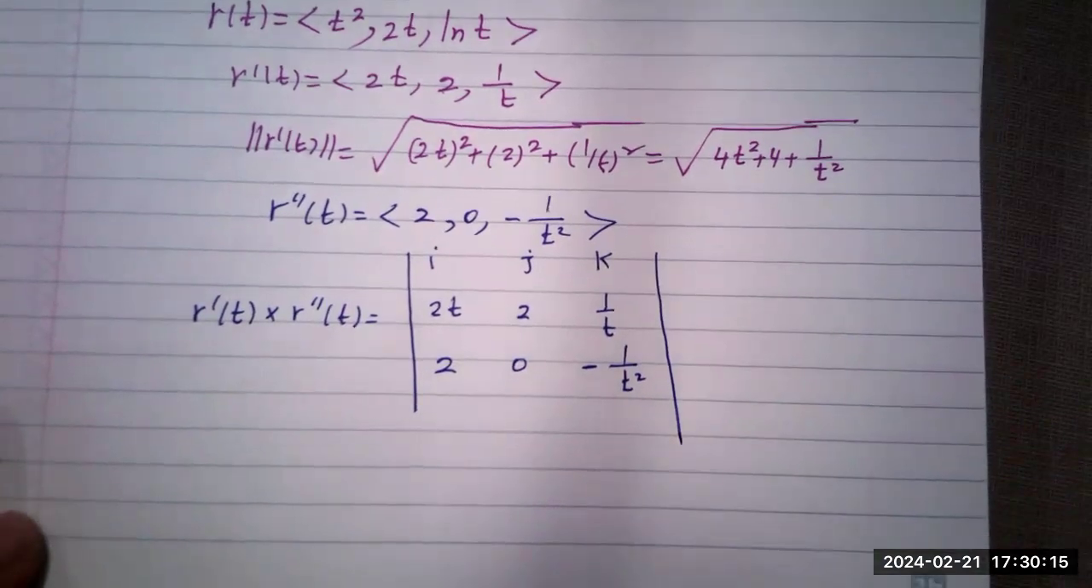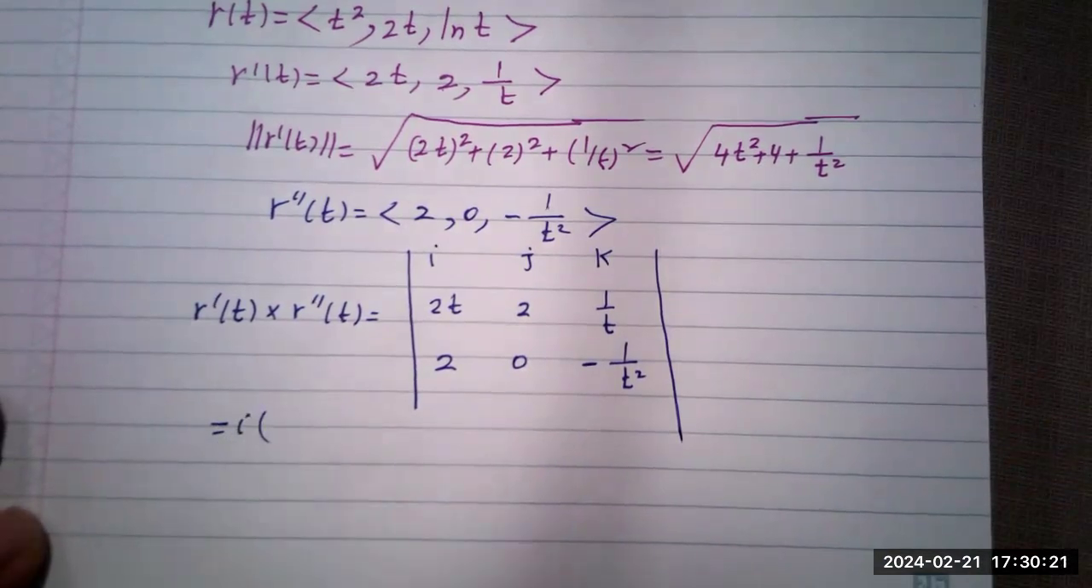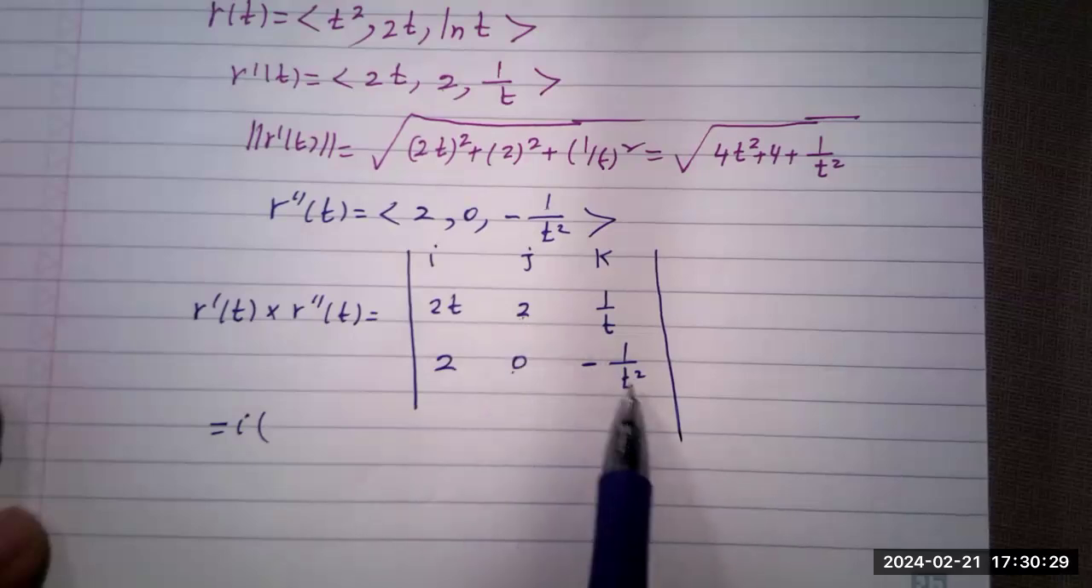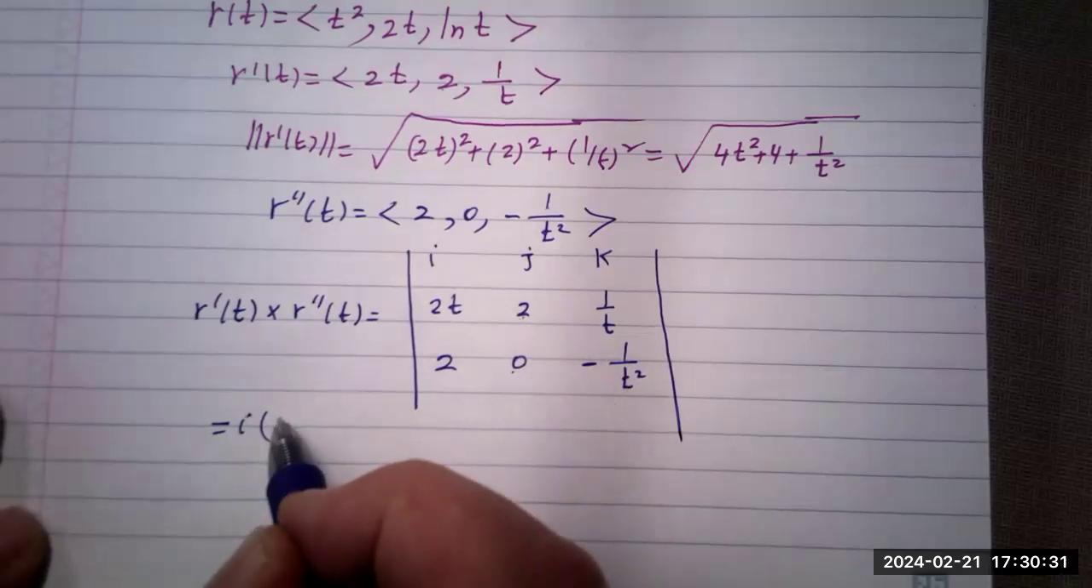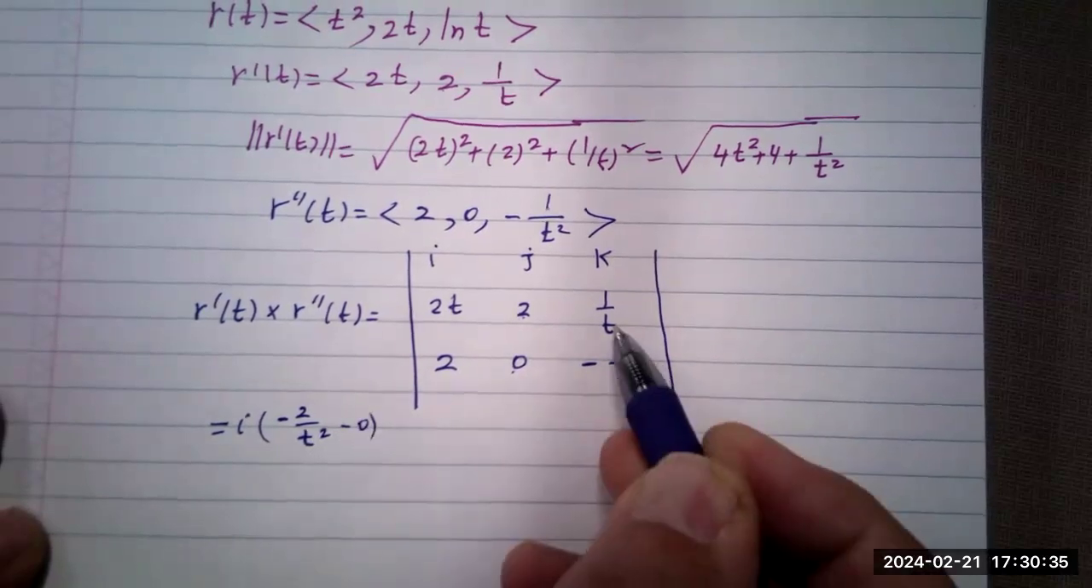Take care of this one. So it's going to be equal to i times, eliminate the first row, first column. The matrix is this one: 2, 1 over t, 0, cross multiply. So that gives you negative 2 over t squared minus 0.